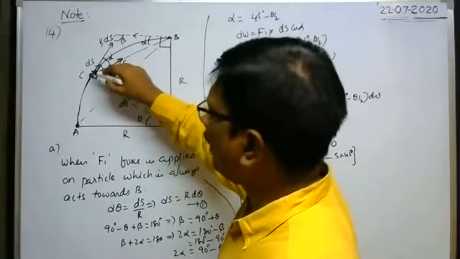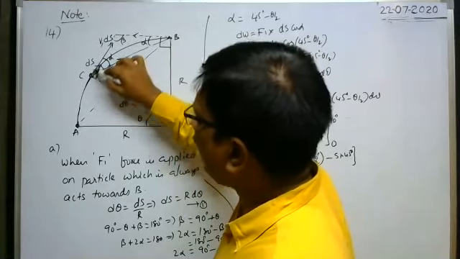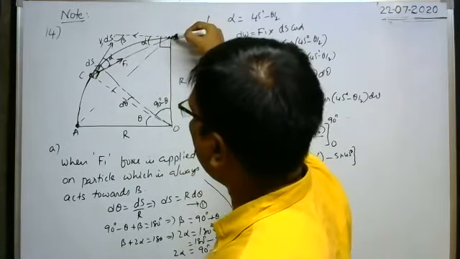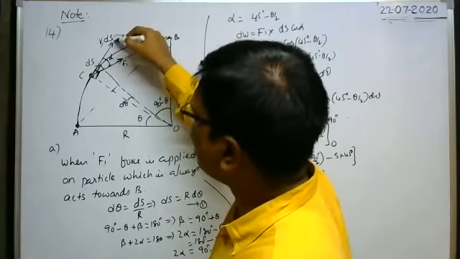So whenever the particle is at C, you draw the tangent here. From the point B also you draw the tangent. Then these two intersect at this point.